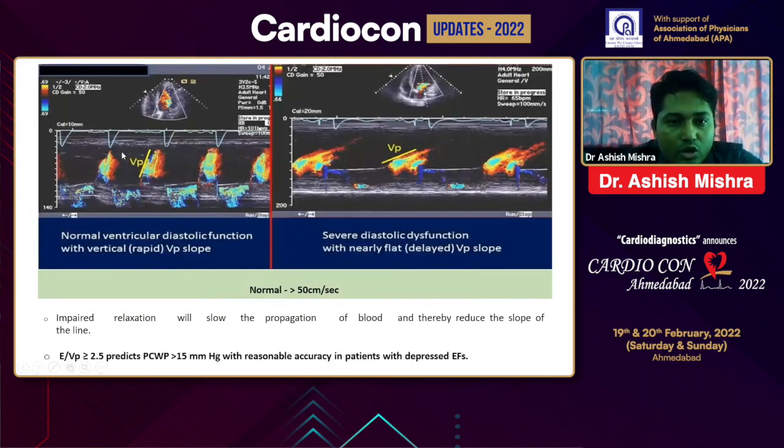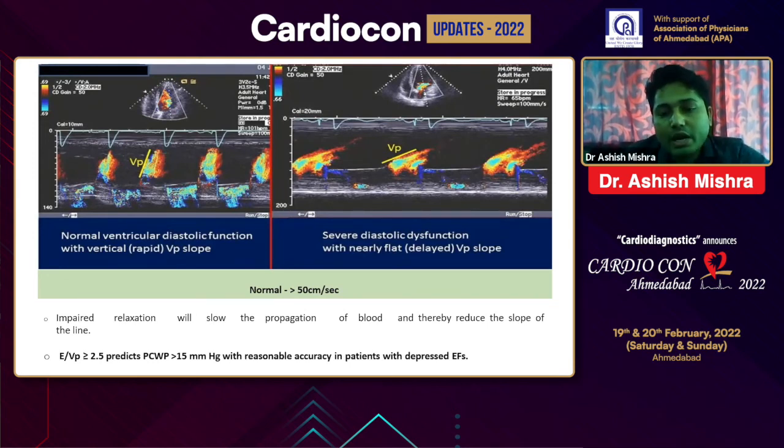These are some of the patterns reflected in VP. Here we can see the normal VP with a signal of more than 50 centimeters per second. And here we can see almost flattening of the VP velocity, which denotes severe, progressive diastolic dysfunction. Impaired relaxation will slow the propagation of blood and thereby reduce the slope of the line, which is the VP. Also, the indirect parameter E by VP more than 2.5 will reflect increased LV filling pressures or increased pulmonary capillary wedge pressure.